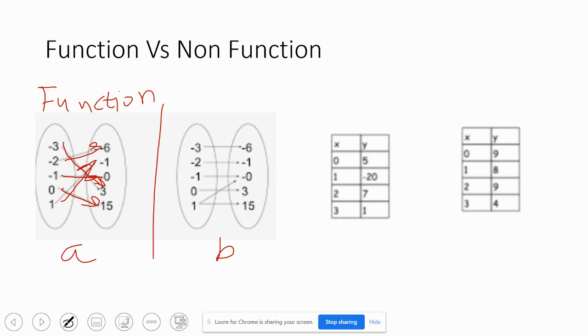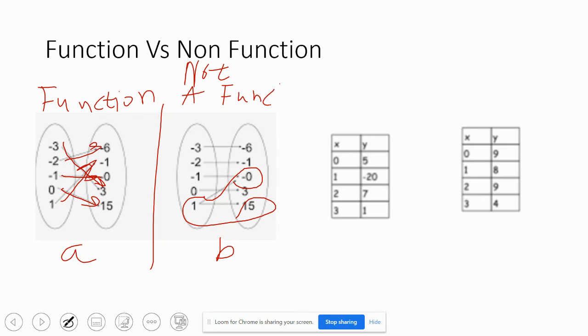But if you look at B, you'll notice that 1 goes to 15, and at the same time 1 goes to 0. So it's not a function, because 1 goes to two values. It's not a problem that negative 1 and 1 go to the same value. It's a problem that 1 itself has two arrows going to different values. So this is not a function.